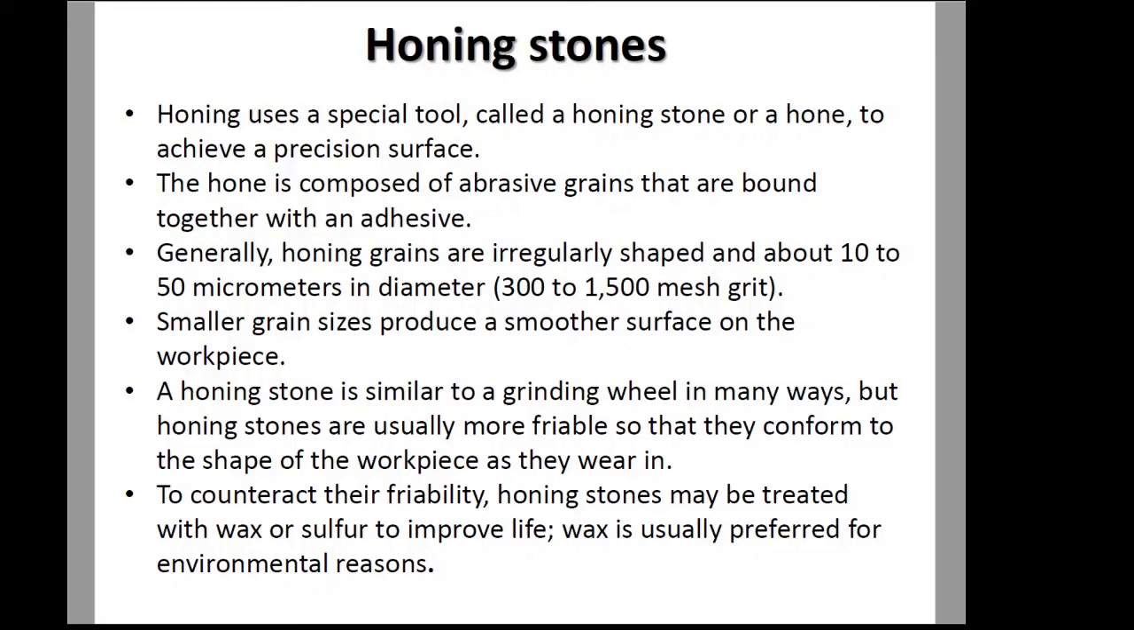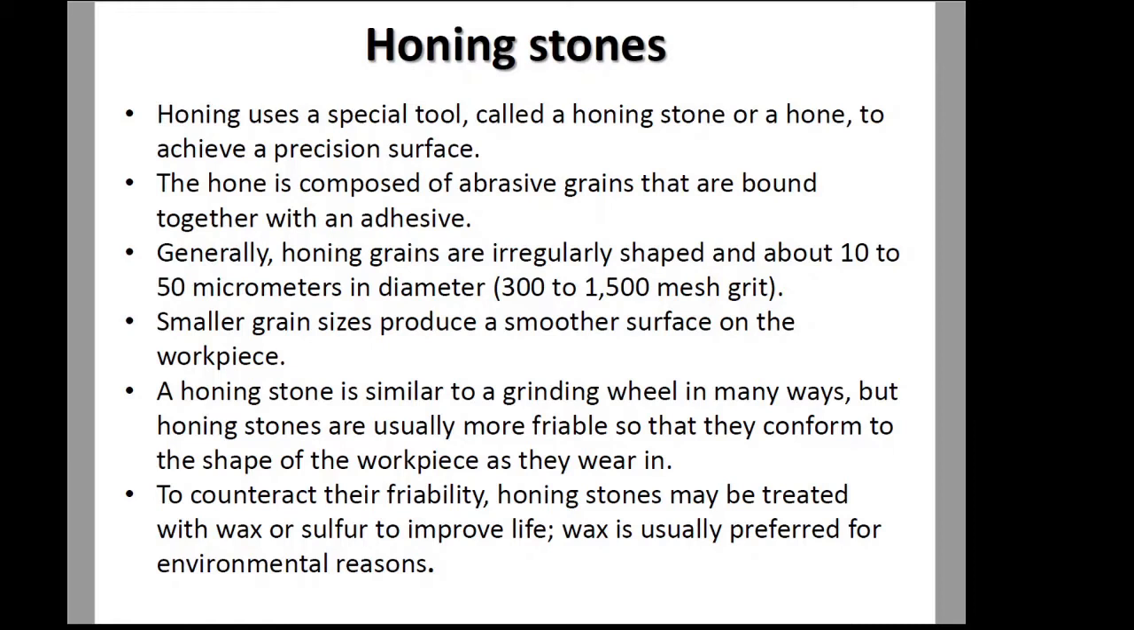In this video, we are going to discuss in detail about honing operation. You know that honing operation is performed using special tools called honing stones or horns. A honing stone is composed of abrasive grains bonded together using an adhesive. These abrasive grains are irregular shaped with approximate size about 50 micrometers. The honing stones perform similar operation as that of a grinding wheel.